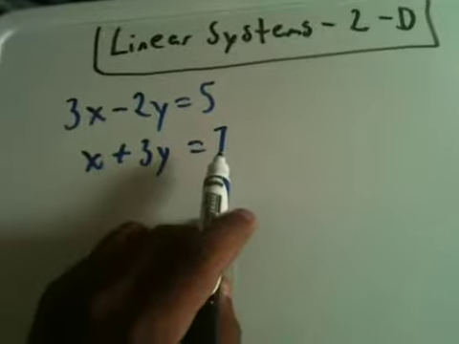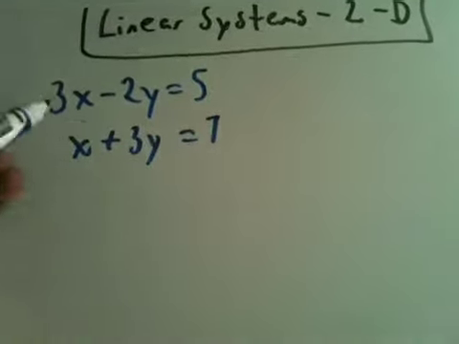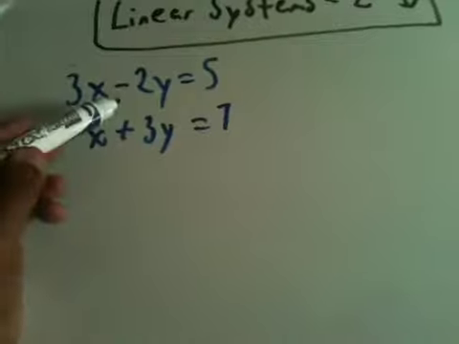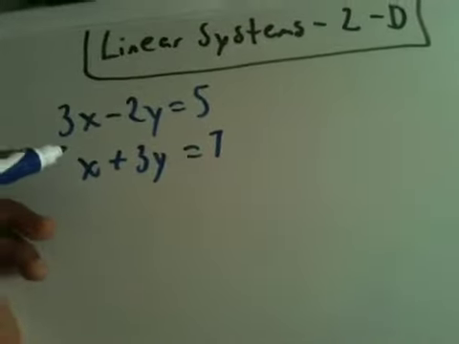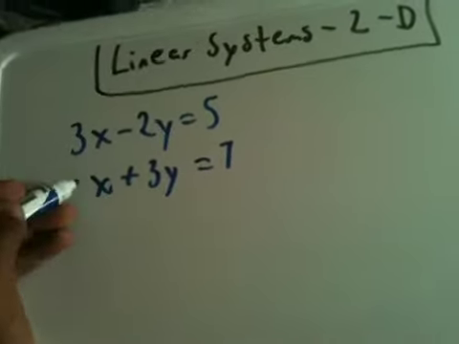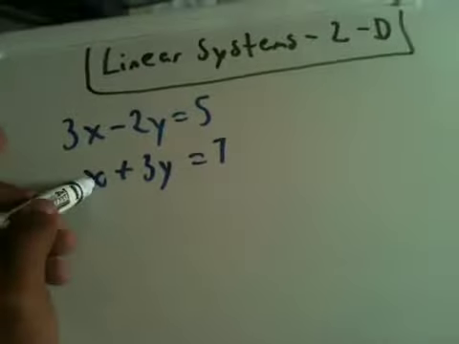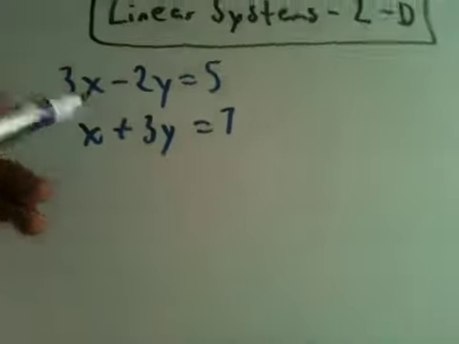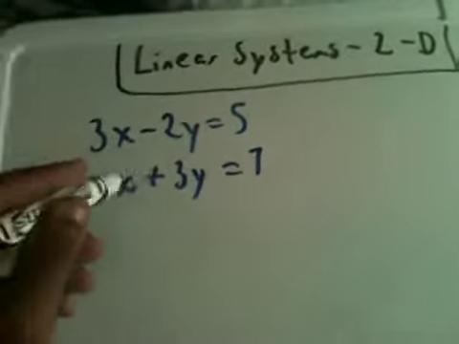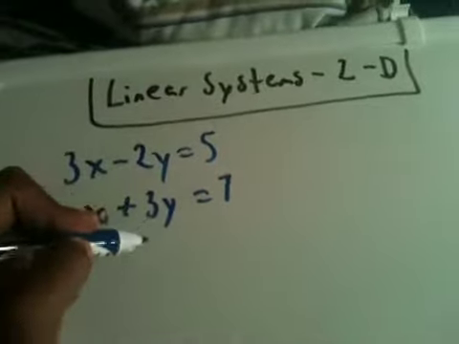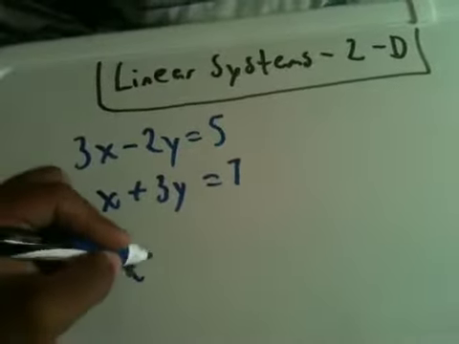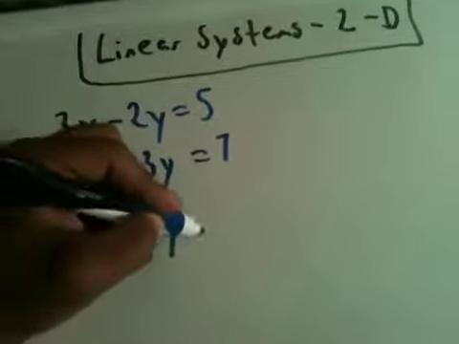The method of substitution really works when any of the variables, x or y, has a leading coefficient of 1. In this case, our x has that 1 as a coefficient. So we can solve for x in this equation. We do that by subtracting 3y from both sides, and we get x equals 7 minus 3y.